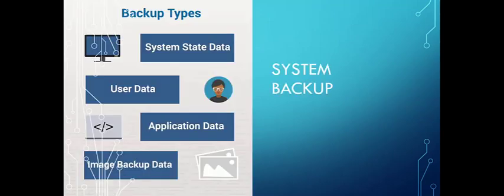So, different types of backups. Let's look at some of the different types of data that you'll want to back up. One, system state data. System state data includes all the files required to boot and run the computer. This includes the operating system files, the registry, the drivers, and any configuration files.